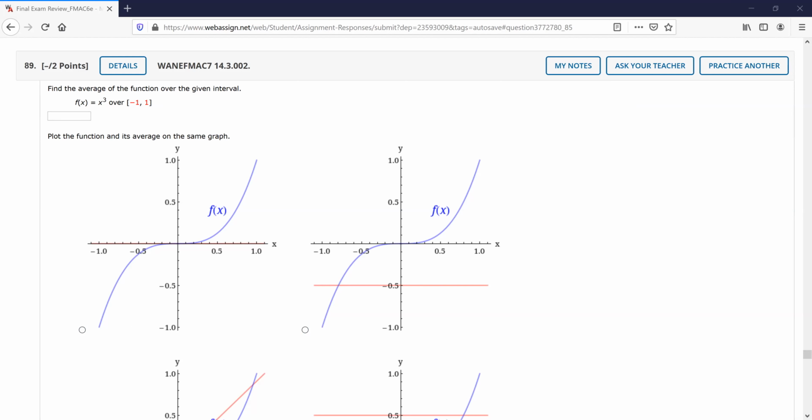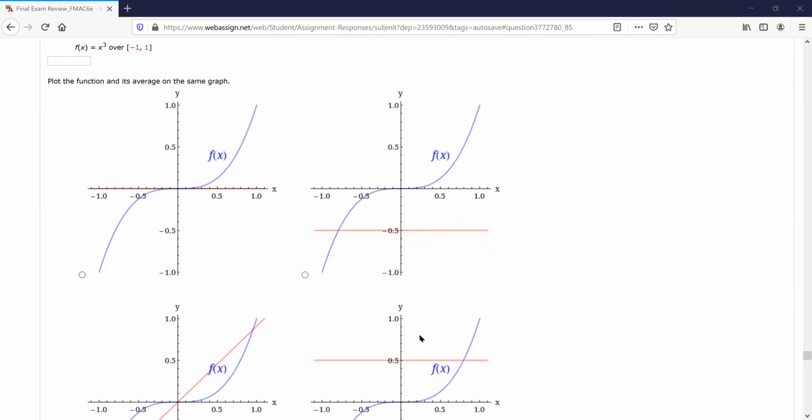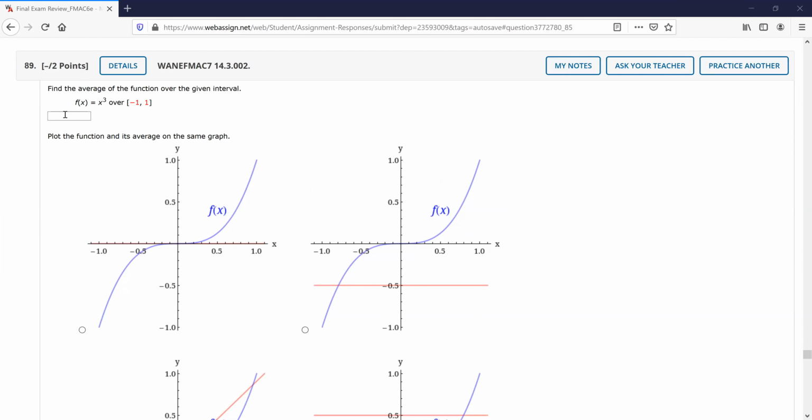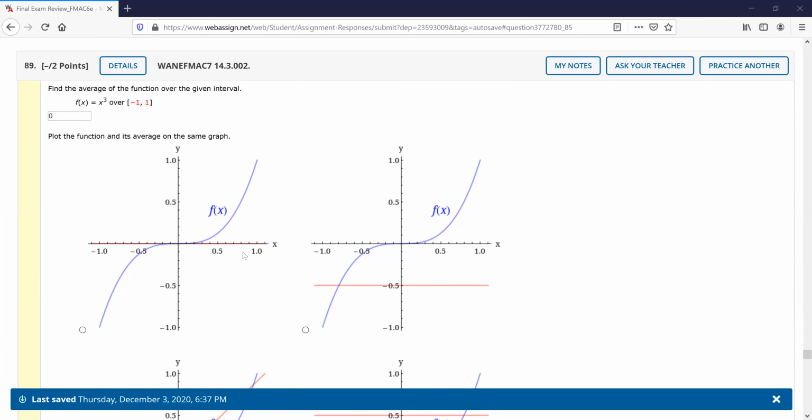Okay, yeah, I got 0 when I plugged in the integral, so then I got 0. The reason I'm bringing that up is the red line here is the average value. So the red line represents whatever number you get here. So if you get 0 in the box, which is what we just said, the line is y equals 0. So it's that first one. Yes.